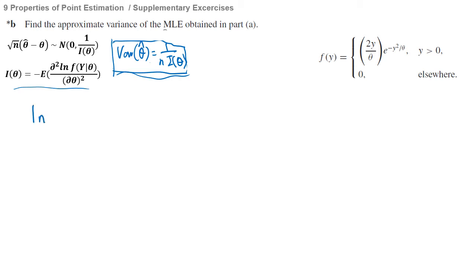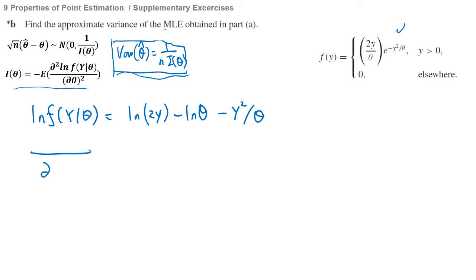So let's check what ln f(y given zeta) is, and this is from the formula here. If we take ln, ln 2y minus ln zeta minus y squared divided by zeta. Okay, so this is ln f(y).